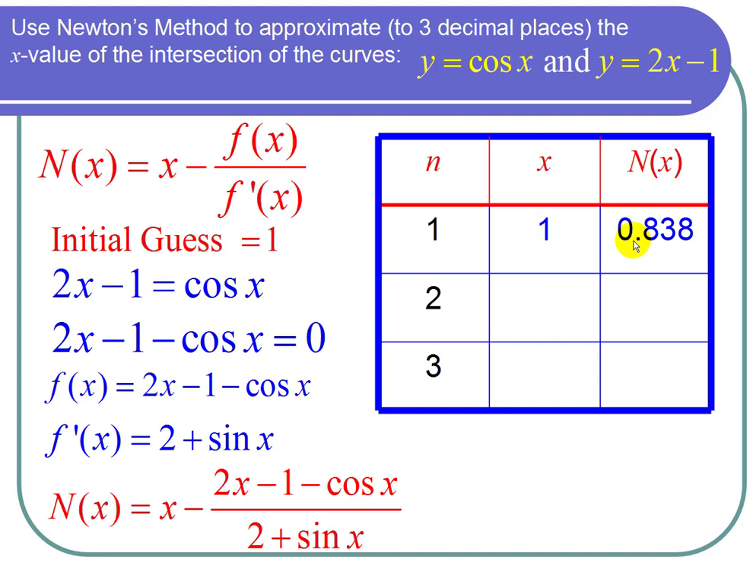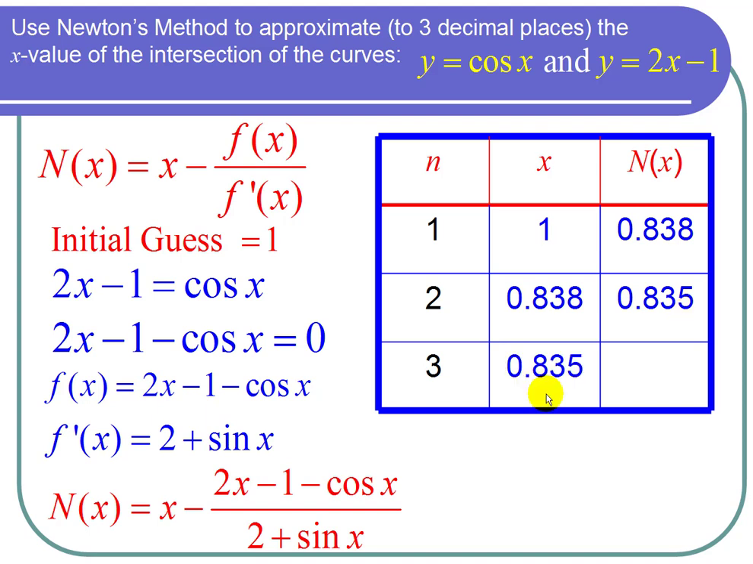This is called a recursive function, where you take the value of x, you plug it in, and you use what you get for the next value of x, and then you keep going. So now I'm going to plug in 0.838 into x in our Newton's method formula. And I got 0.835. And that will be my next x value. And then I need to plug 0.835 into my N of x function. And again, I got 0.835.